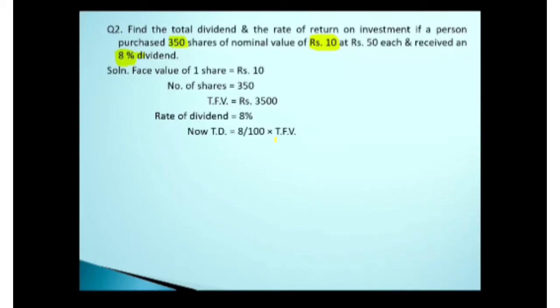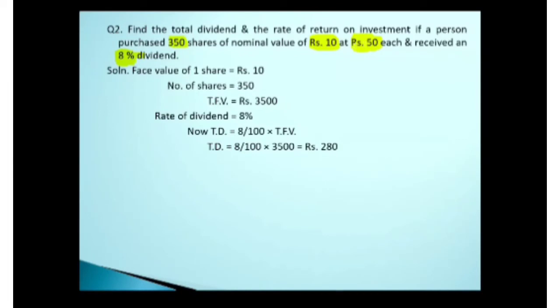So it will be 8 upon 100 multiplied by total face value. And just now you got your total face value as 3,500. So the two zeros will get cancelled and 8 multiplied by 35 comes to around rupees 280. Many are getting the total dividend as 280. Yes, even I am getting the answer as rupees 280. This is correct. After this, what was the next thing to be taken care of? Market price. What is the market price? How much is it in the question? 50 rupees.